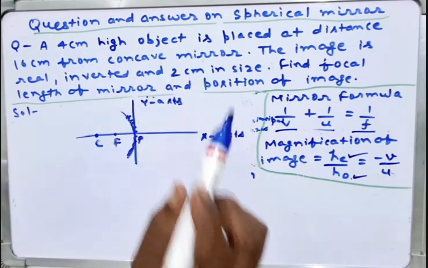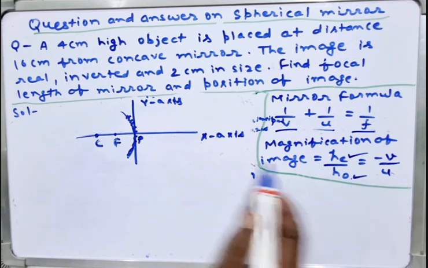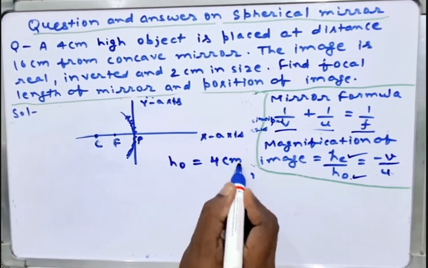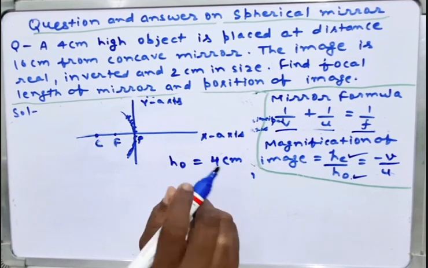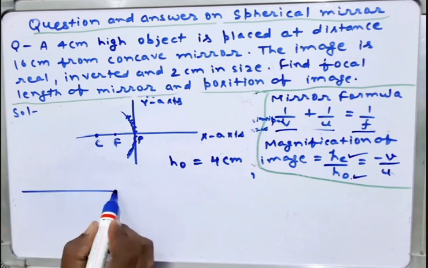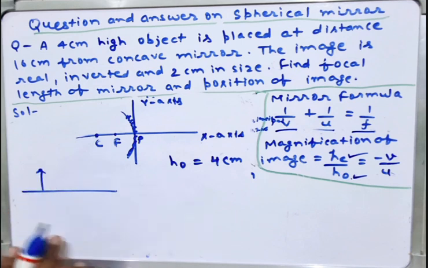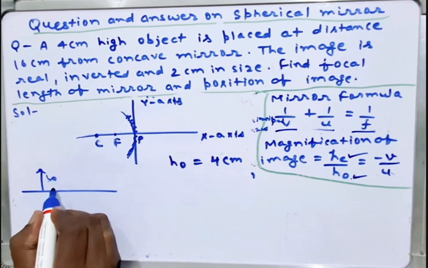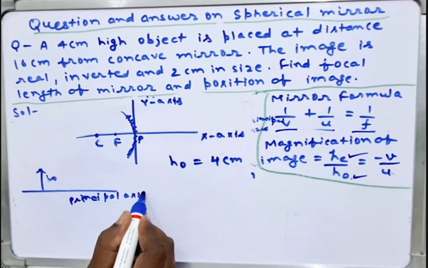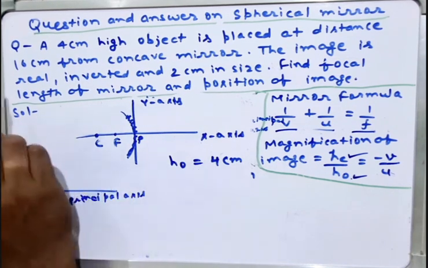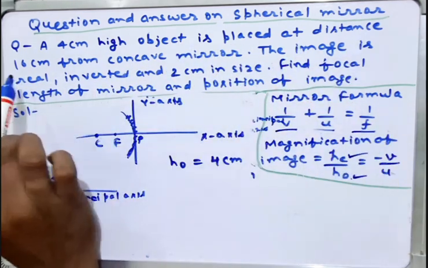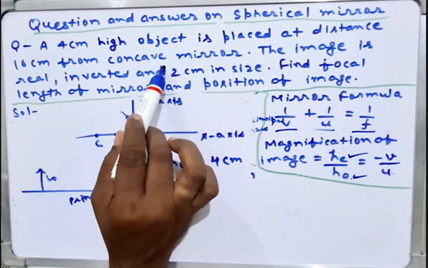A 4 centimeter high object. So here h0 is given, equal to 4 centimeter. The sign is positive because we always place the object perpendicular to the principal axis. So this one is h0, and this one is the principal axis.